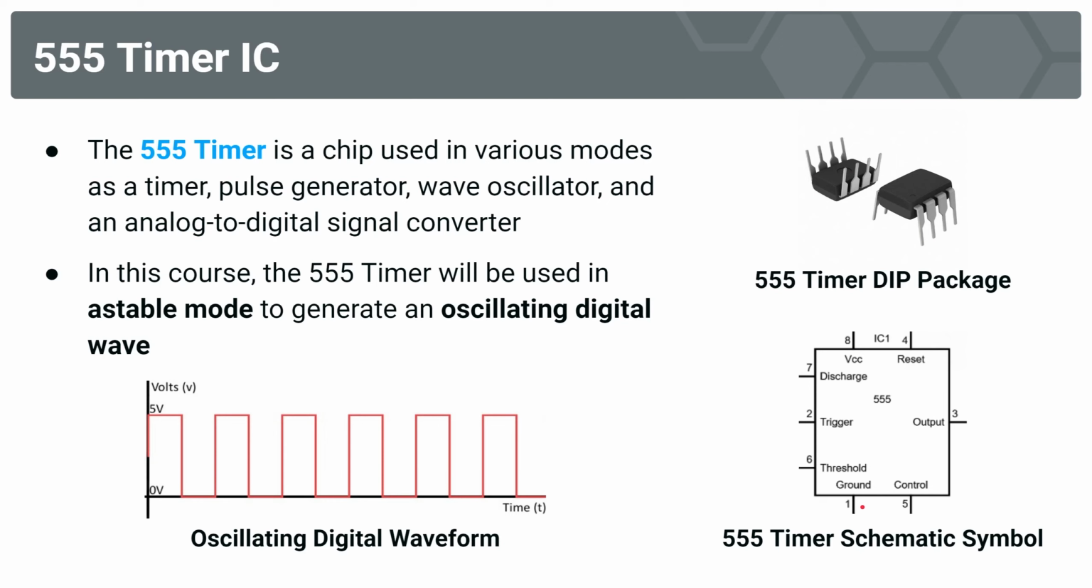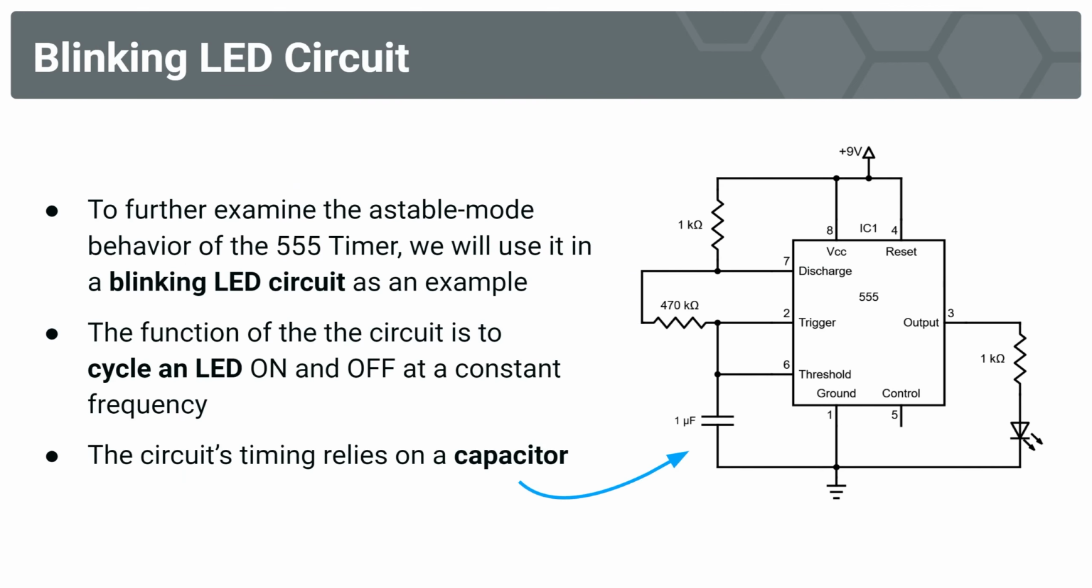In this course, the 555 timer will be used in what we call astable mode to generate an oscillating digital wave, the waveform of which will look something like this. It is a rectangular wave that jumps between a high voltage and a low voltage. We'll talk about what high and low voltage means with respect to digital waves and digital signals in future lectures. So just bear with me right now, but this will become more clear down the road.